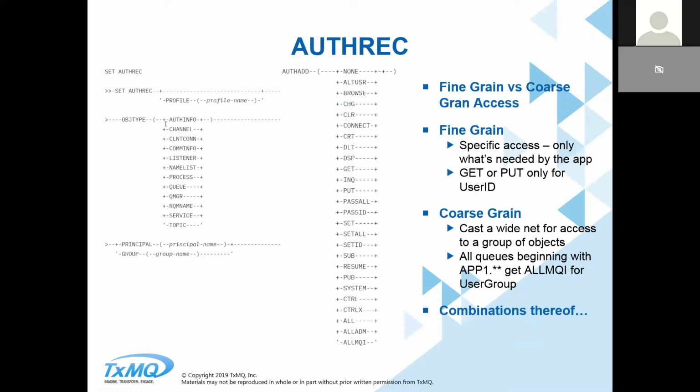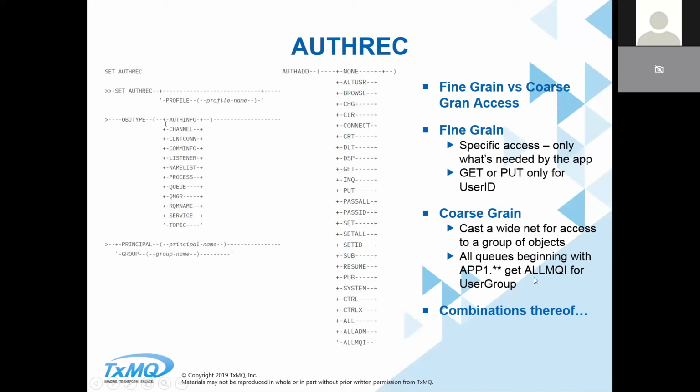For the AUTHRECs, these are more about what type of authorization we are going to allow this user or this group to have. This goes into fine grain versus coarse grain, as I mentioned in the last slide. Fine grain would be specific access only to what's needed by the app, for example, get and put for a certain user. Coarse grain would be casting a wide net for access to a group of objects. As an example, all queues beginning with, let's say, app1 dot anything could be all MQI for a user group.